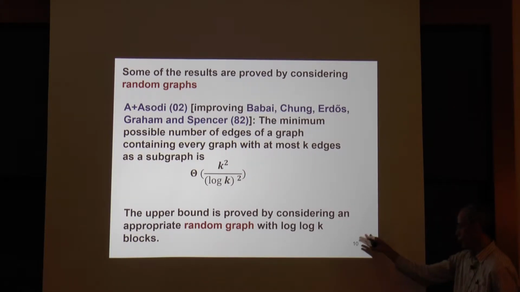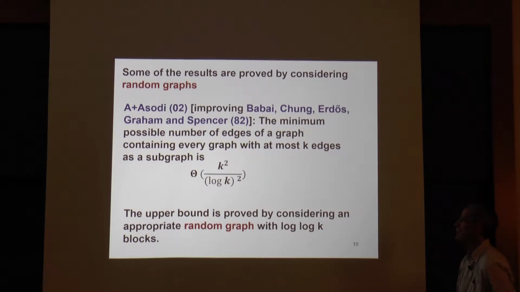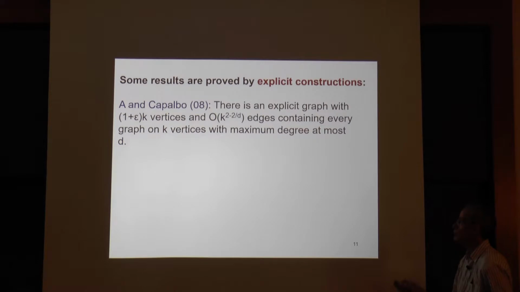So like a log k partite, right? Yeah. So it means all the edges between, maybe besides one block that has to be a clique, all the other blocks are independent sets, and then there are some random edges between them, and then you have to show that it indeed contains everything.